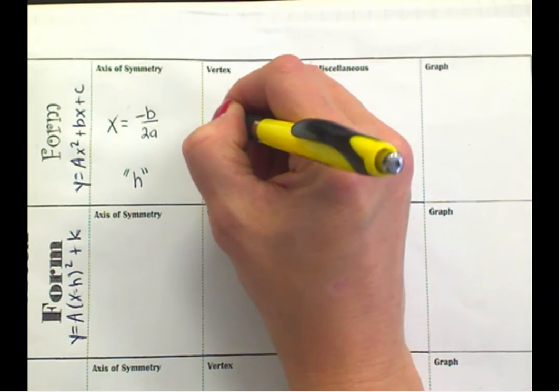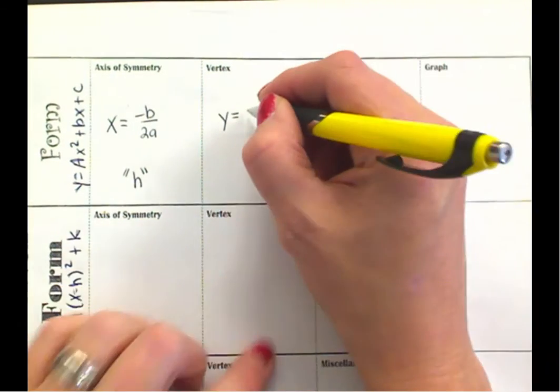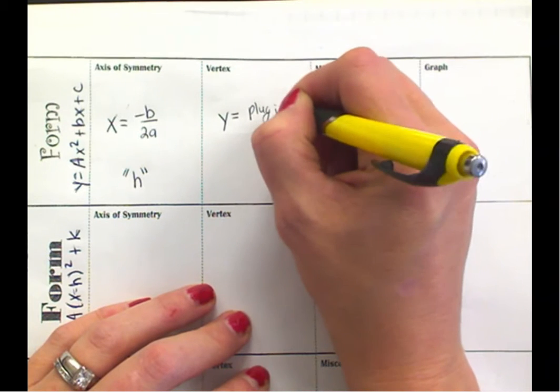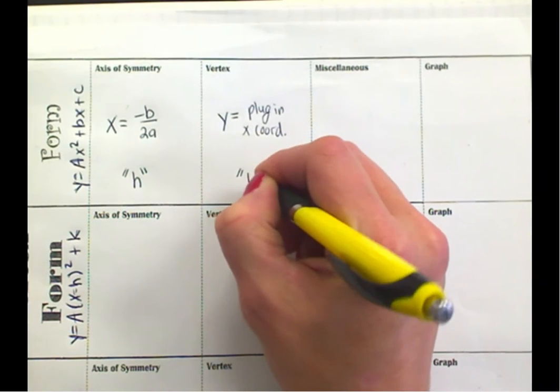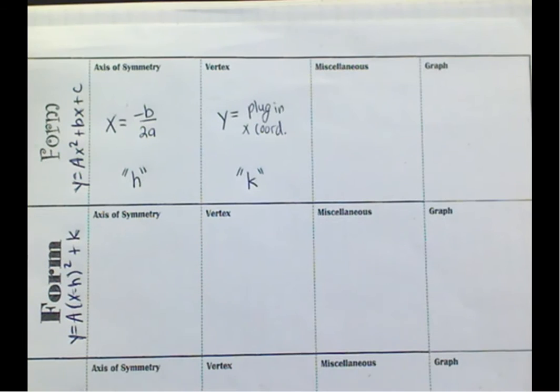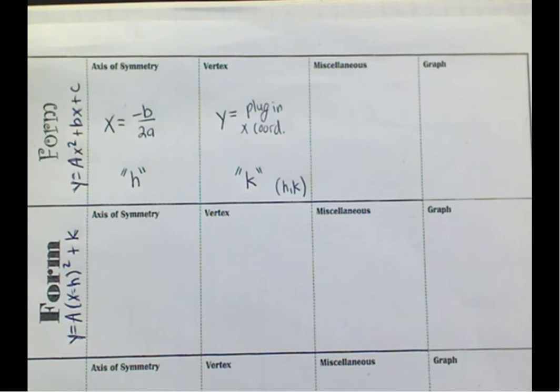The vertex. How do I find my y coordinate? Well, if I have x, I plug in the x coordinate. Think about what you will do first, second, and third when you graph in standard form. Depending upon your method choice, you can find these things in a different order. Notice that this is the k value. So what's my vertex? My vertex is HK. I just have to do a little bit of work to find it.